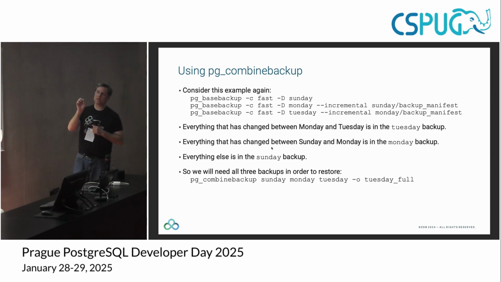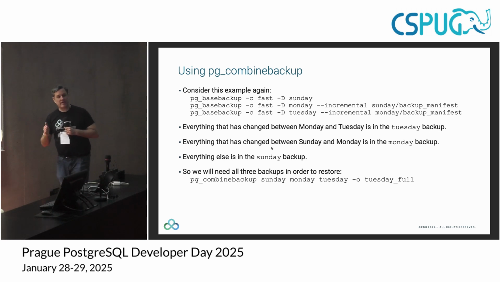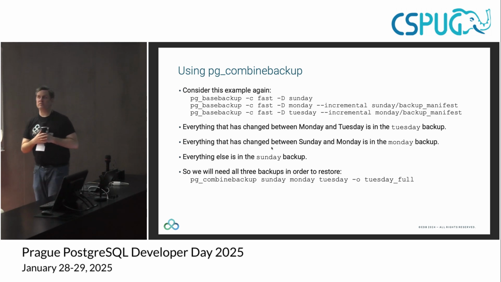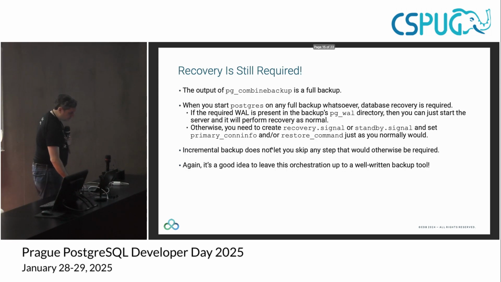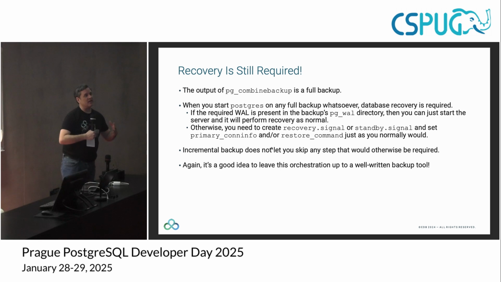Just keep in mind that if you're restoring an incremental backup this way, you need to mention the backups in chronological order, starting with the first and going up to the last. But it's the last backup you're trying to actually restore. And then we specify an output directory using -o, which in this case I just called Tuesday full.